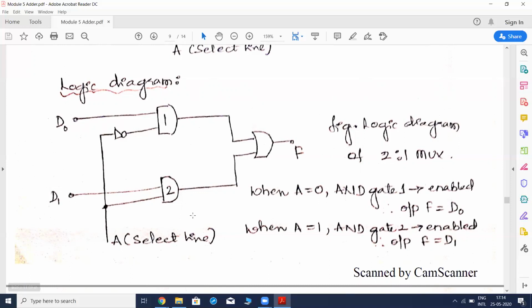And for the next AND gate, we are giving the select line as it is. That is A, directly given over here. In this case, one of the AND gates will be enabled, because we are giving the complement of A to the first AND gate and directly giving the select line to the second AND gate. So when A is equal to 0, gate 1 will be enabled, and when A is 1, gate 2 will be enabled.